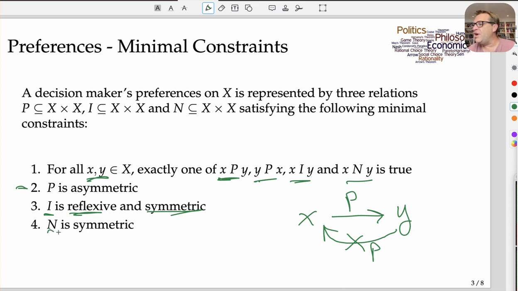And then finally, your non-comparability relation should also be symmetric. Again, that's sort of built in to how we even stated the definition. If X is non-comparable with Y, then of course Y is non-comparable with X. It wouldn't make sense to have Y be able to be compared with X, but X not compared with Y. I don't really understand how one would have a relation like that and call it non-comparability. So these are just basic mathematical constraints that we would place on these three relations, just to think of them as minimally representing what a decision maker's preferences are.